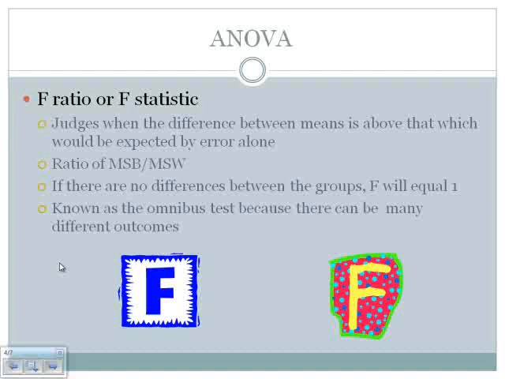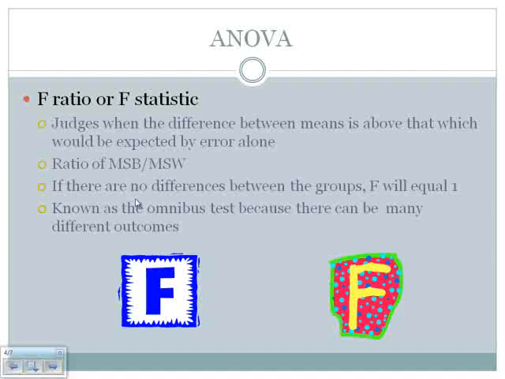Kind of by definition, if you want to think of it this way, the F statistic judges when the difference between the means is above that which would be expected by error alone. And again, we're not going to get into that in a great deal here because I think it's easier to see if you were actually doing some of the calculations. But I do want you to be familiar with the term F ratio. And again, the F statistic is the ratio between MS between and MS within, so between explained and unexplained variation or variability.